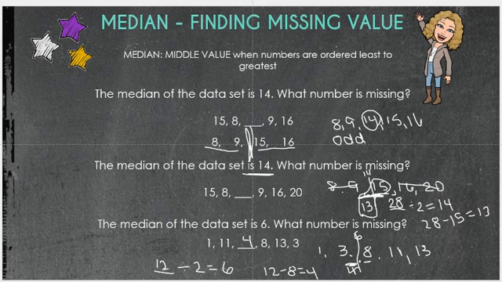And we can, again, check that out. So we have 1, 3, 4 on this side, 8, 11, 13 on that side. I've got 3 on each side so that my median here is 6. When I find the average of those two middle numbers, 4 and 8, 4 plus 8 is 12. 12 divided by 2 is 6.